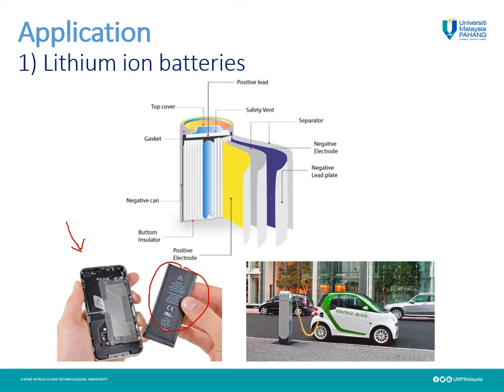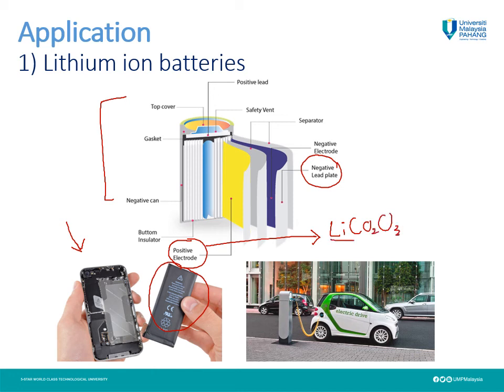So this is the typical layout for lithium-ion battery. So we will have the positive electrode and negative electrode. Lithium will be used for the production of the positive electrode. So we will find it as lithium cobaltate. So lithium will be incorporated with another element.